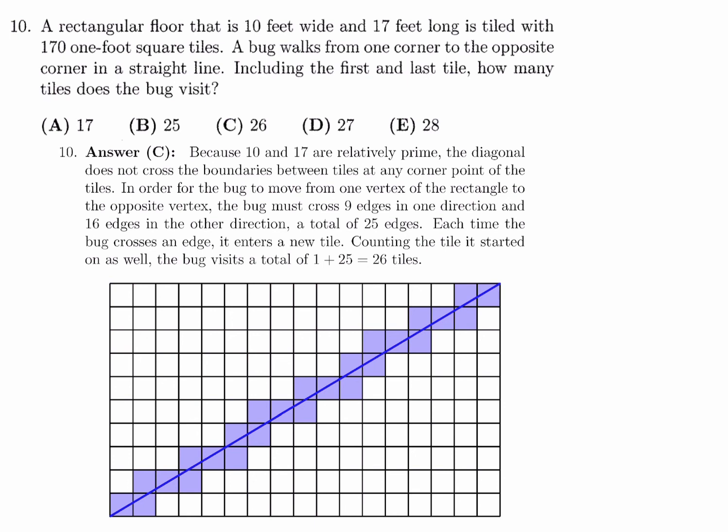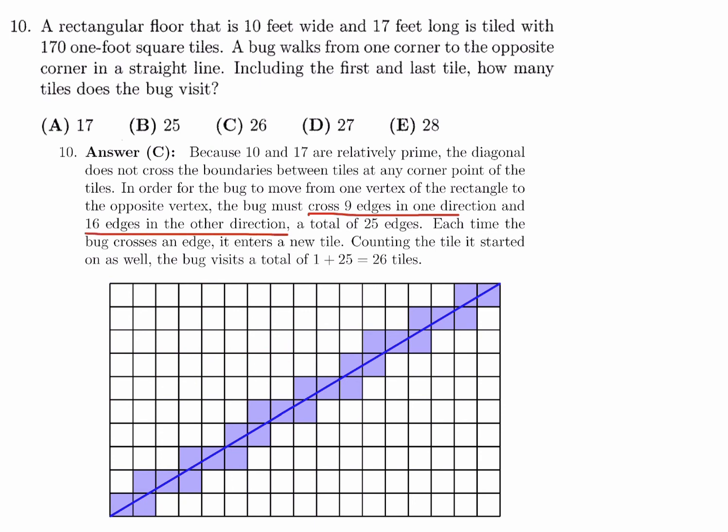So as the bug is traveling, it has to cross edges. And if you look at the edges that are going horizontally, it's going to cross 1, 2, 3, 4, 5, 6, 7, 8, 9 edges until it gets to the very end. So there's 9 edges that it crosses in one direction. And then as it's going from one corner to another, it crosses a whole bunch of vertical edges, and there's 16 of those, as you can see, until it gets to the very end.